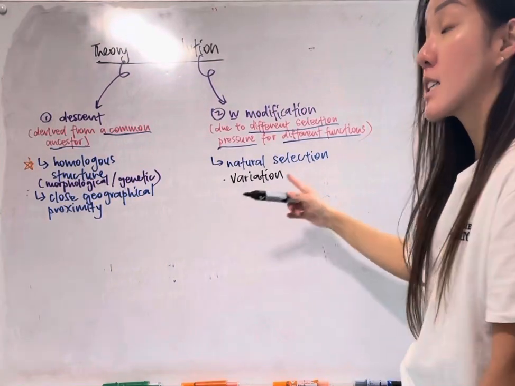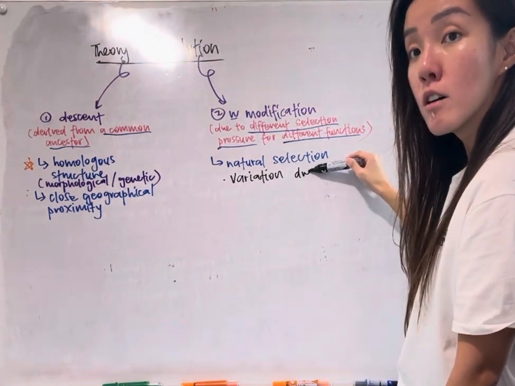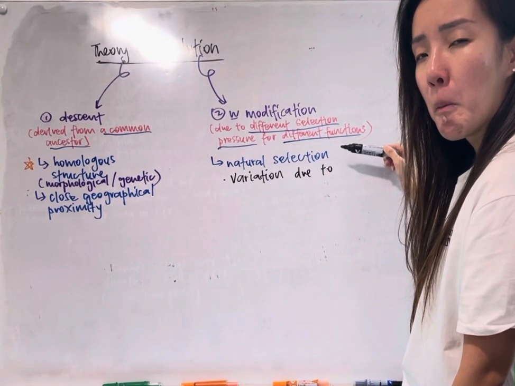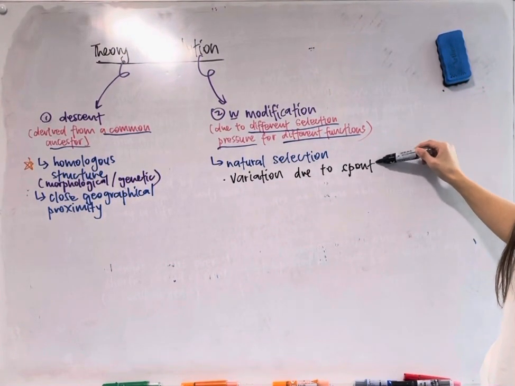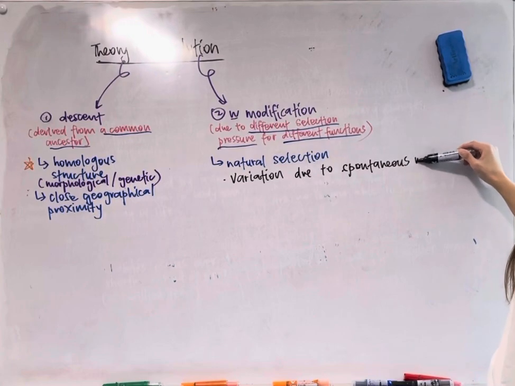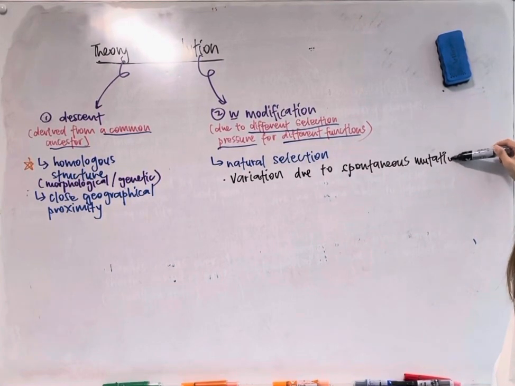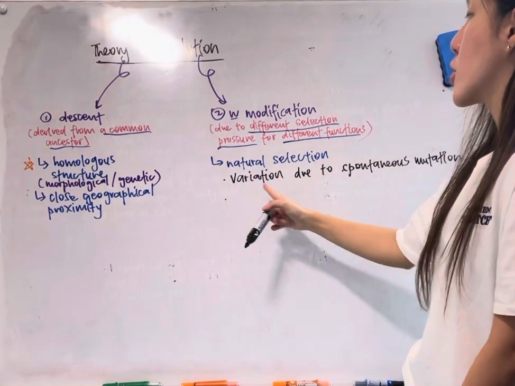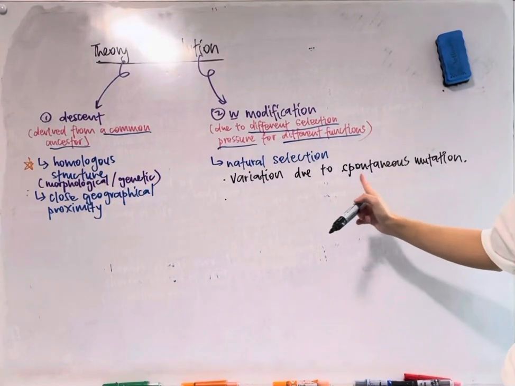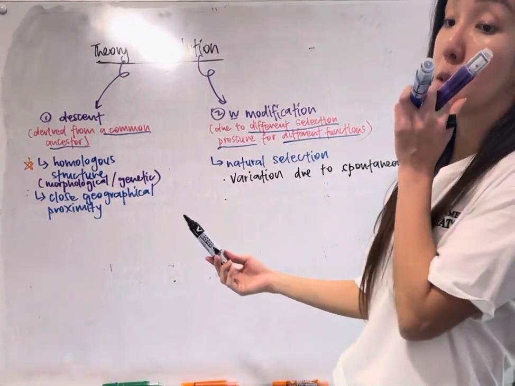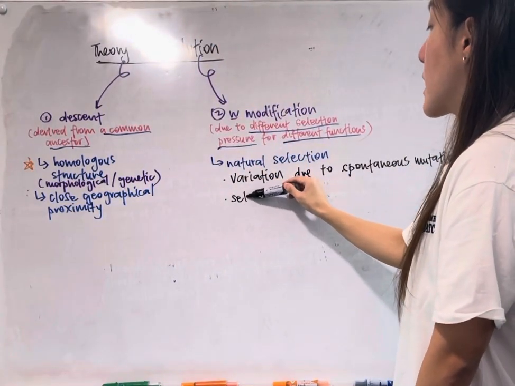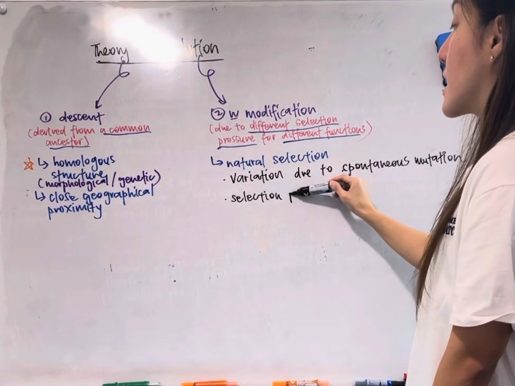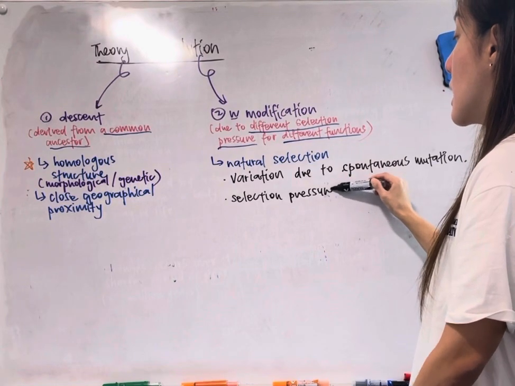Yes, but you cannot just stop there. I'm just writing key phrases. Variation due to mutation. Usually you will elaborate that it arises whatever favorable allele, but if they never specify, then you just write this. Next one: selection pressure.